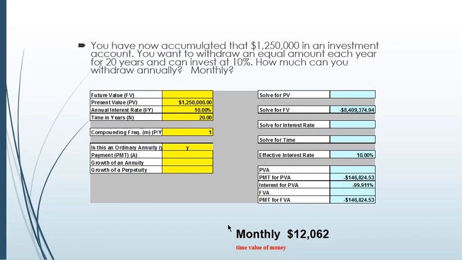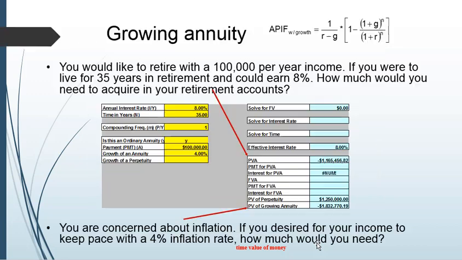Now, what if we change this to monthly? What would we need to do? All you need to do is change the frequency to 12. In this case, you would receive $12,062 a month for 20 years. And it sounds like a lot of money, but remember, this is 30 years from now. And that 20th payment at the end of your time frame, that's 50 years from now. These dollars are going to lose their purchasing power over time.